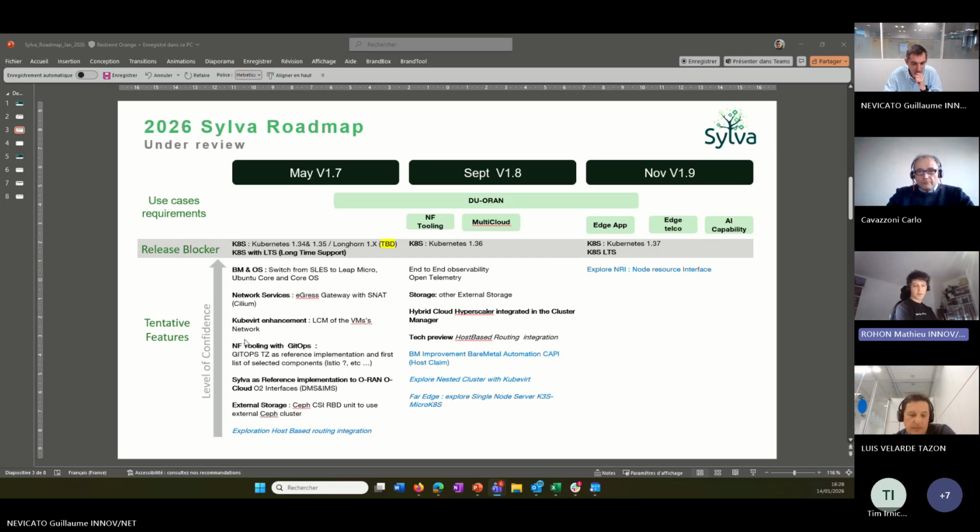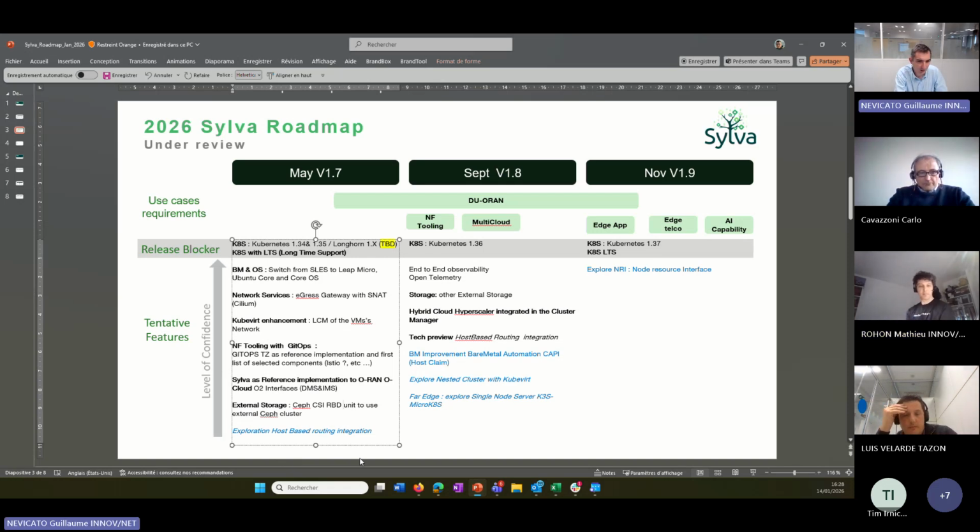Okay, and just a mention again of external storage. We do currently support Ceph CSI, but it is considered an experimental feature because we don't have it in CI. So we may improve that situation in order to fully support it. And do we have a Sylva unit currently? We do have the Sylva unit, but it is not enabled by default, and we don't have any test cases for it.